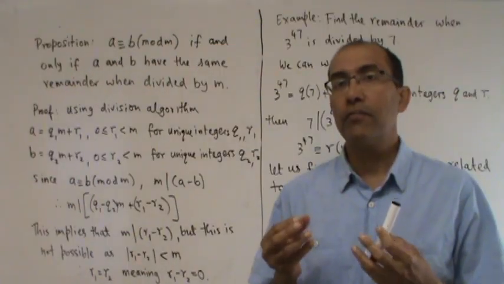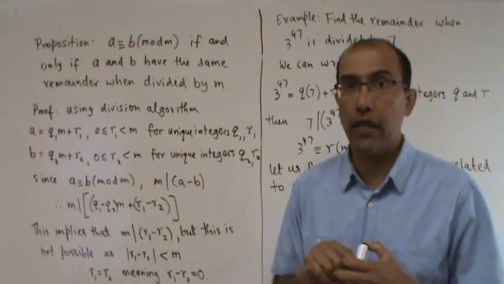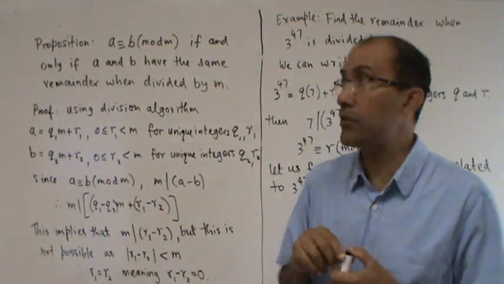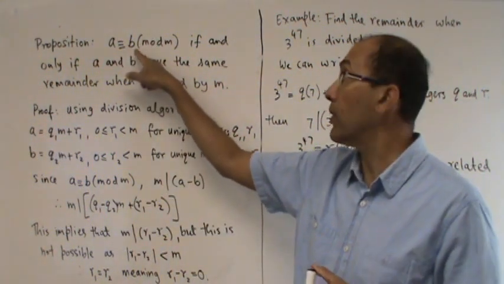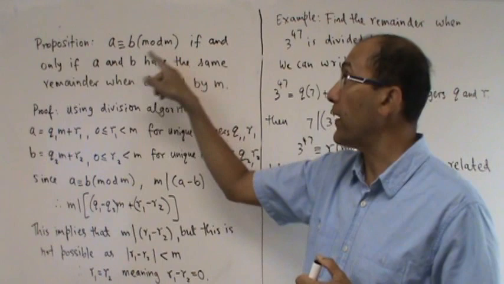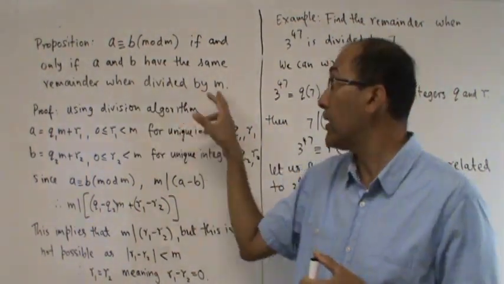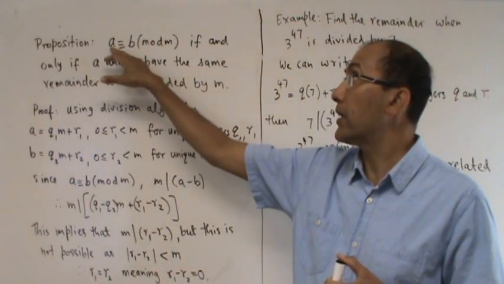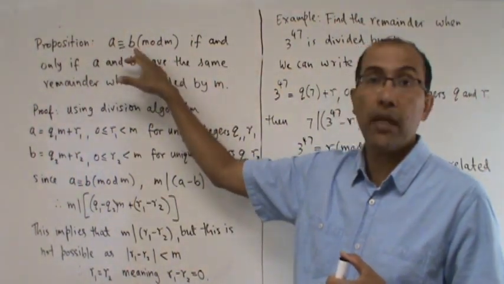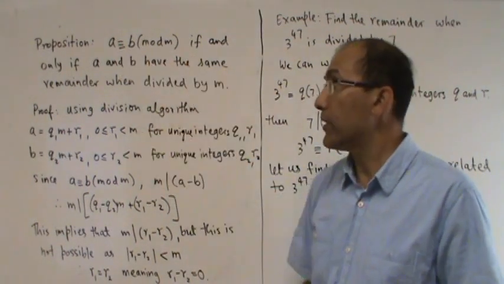There is a connection between the remainder and the congruence relationship. It's given by this proposition. A is connected to B through congruence modulo M if and only if A and B have the same remainder when divided by M. So the remainder when you divide A by M and the remainder when you divide B by M have to be the same. Here is the proof.